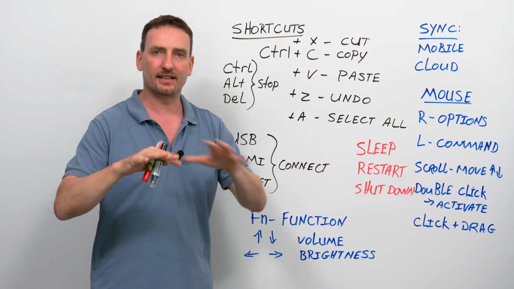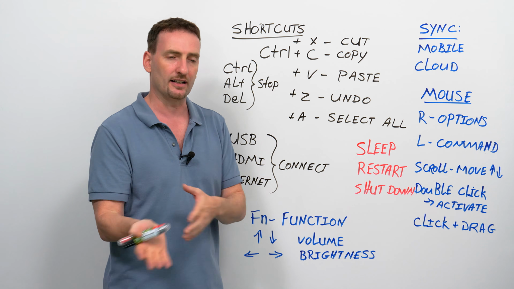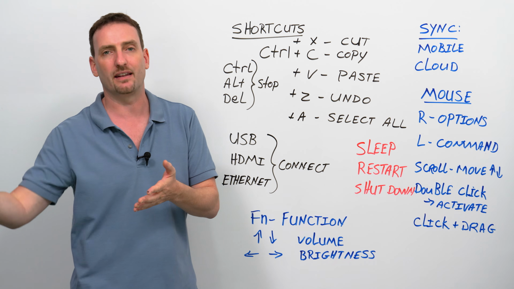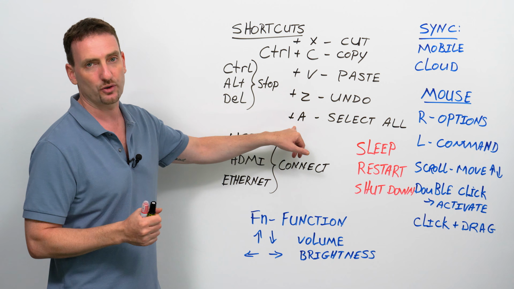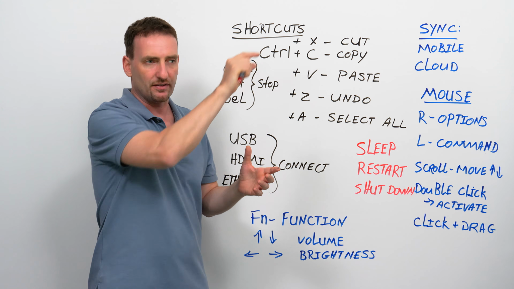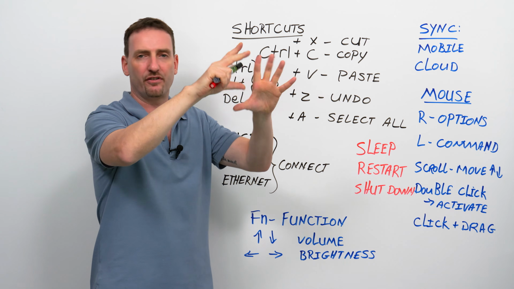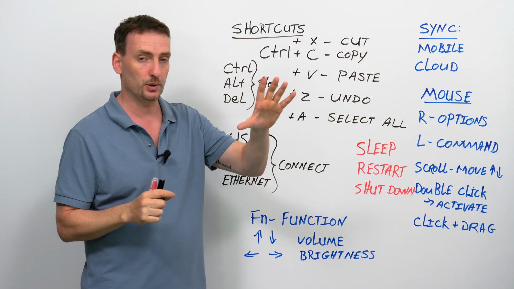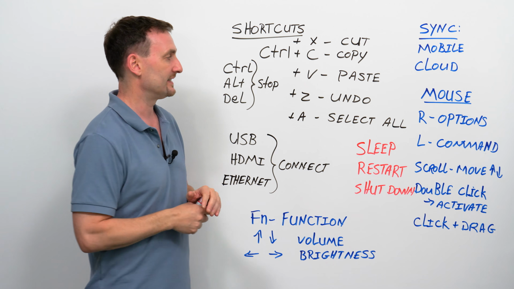So if you did something and you think, oh wait, I made a mistake, you can press Control Z and it'll go back to before you made that mistake. And then you can continue from there. And Control A is to select all. So if you want to copy a whole page, instead of dragging your mouse all over the place, just press Control A. Everything will be highlighted in blue. And then Control C, copy, Control V, paste somewhere else.